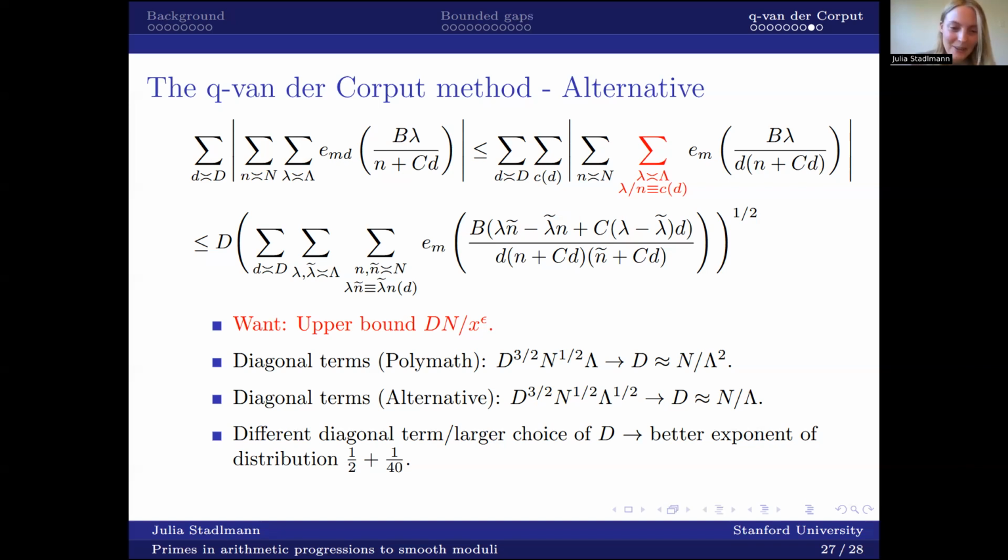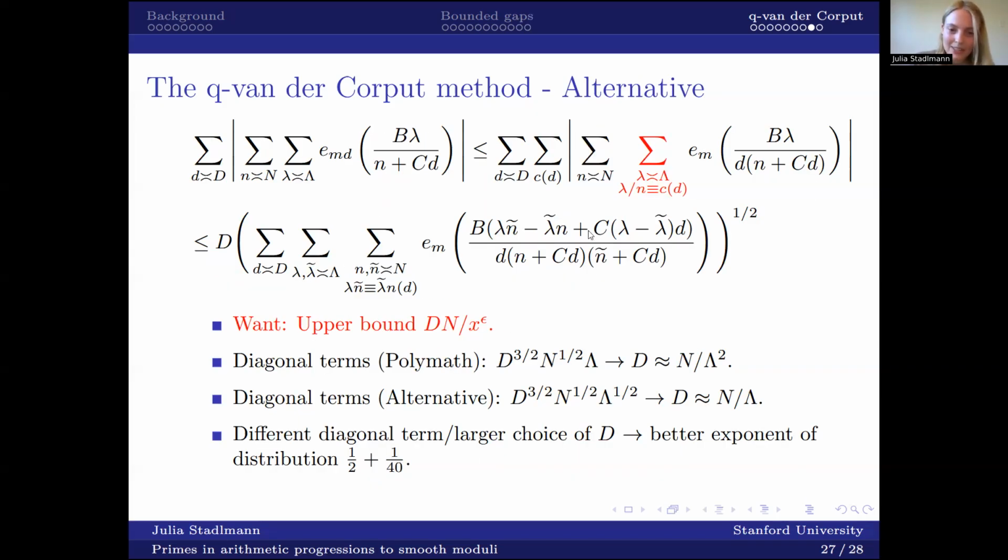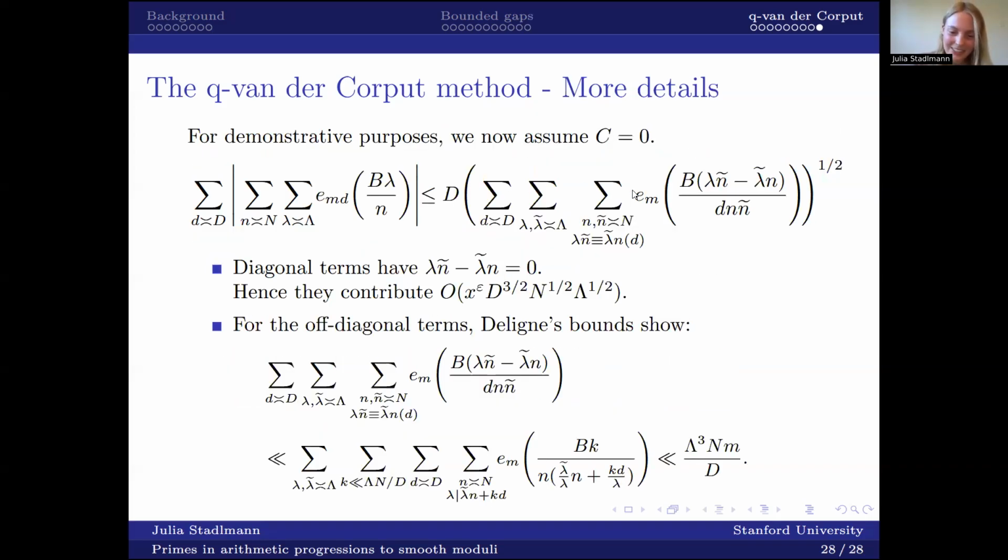Okay, I think I have a bit of time left to talk about this argument in a little bit more detail. And for demonstrative purposes, instead of talking about a general value of c, which makes this look quite complicated, I'm just going to assume for now that c equals 0. It's not 0 in the actual proof, but just to make it a bit clearer, I'm going to assume that c is 0.